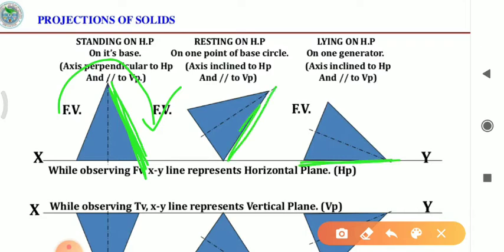This is another condition. Why is generator mentioned? Because he has considered the example of a cone here. That's why he has ring generator, because one of the generators' axis is inclined. Here also the axis inclines to HP and remains parallel to VP, completely falling down on the HP.